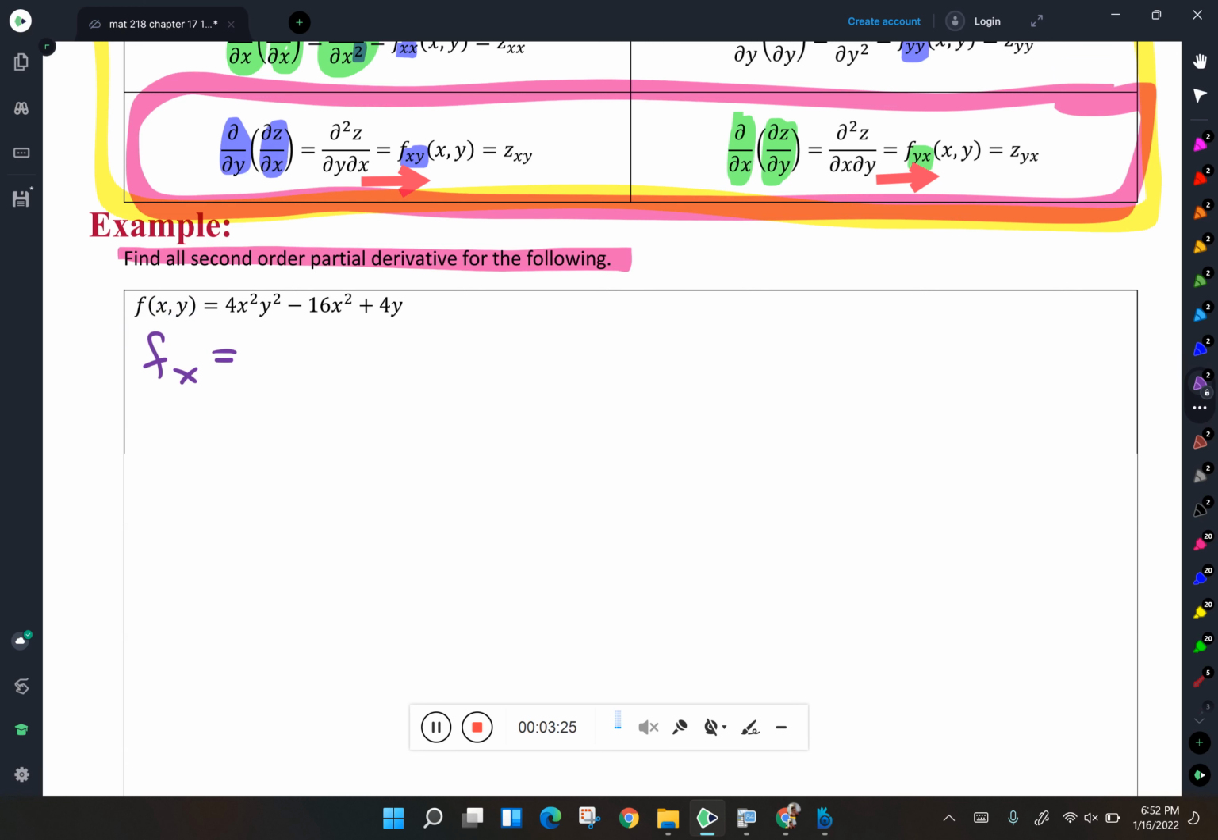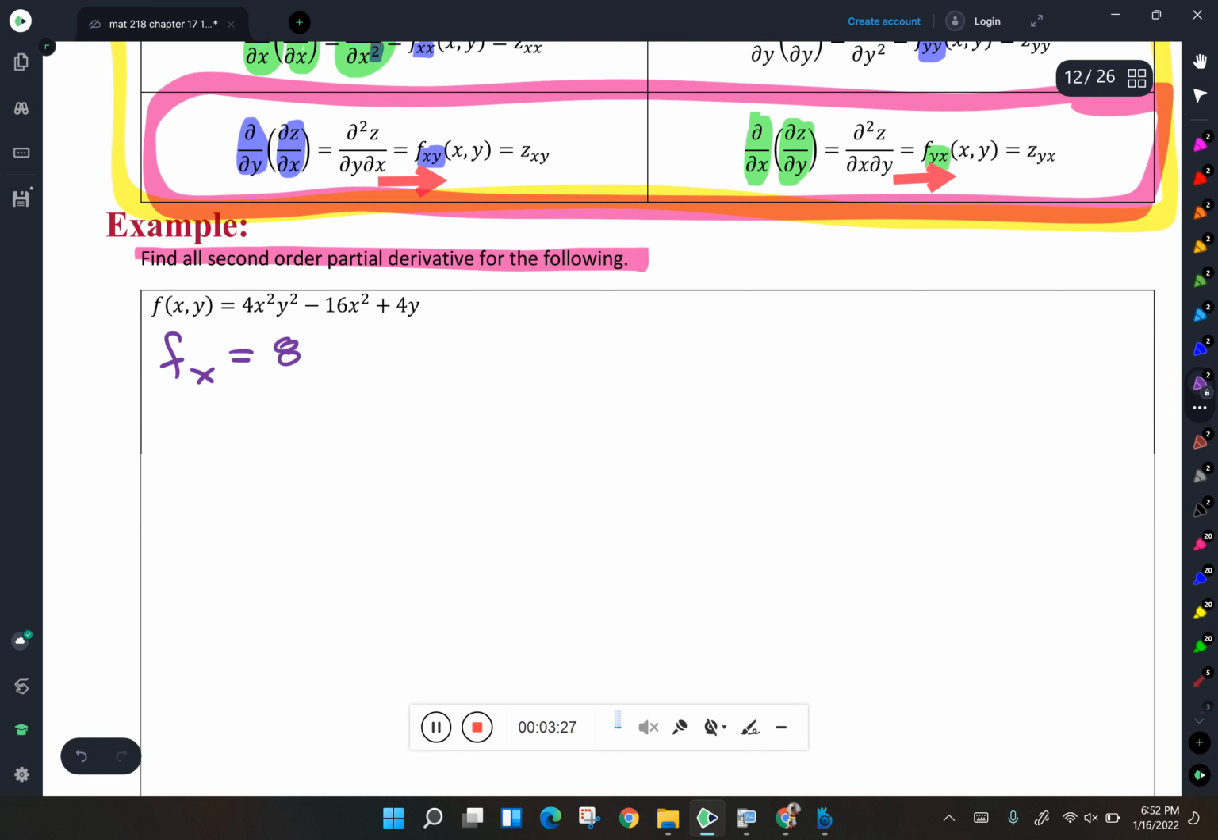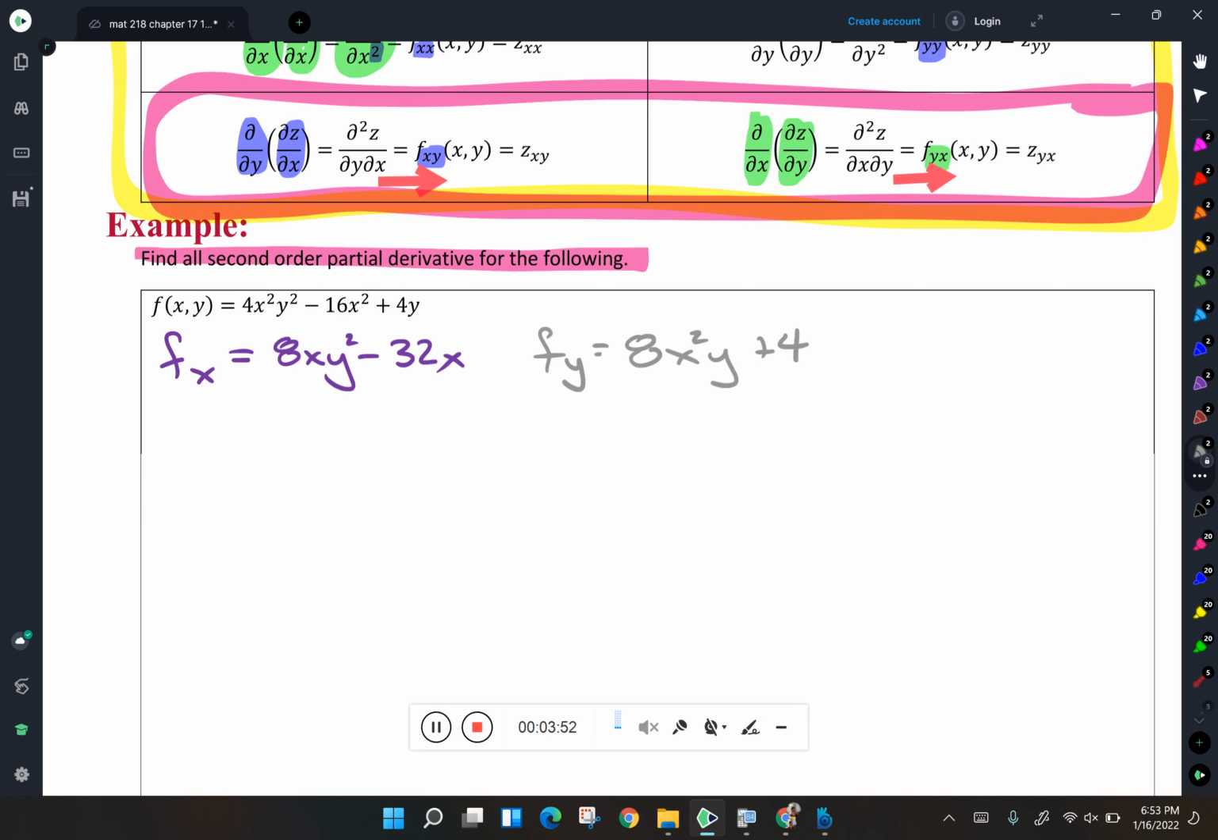First partial with respect to x is going to give me an 8x y squared. The second term is going to give me a negative 32x. And the third term goes away because there's no x in it, right? I also need the first partial with respect to y. First partial with respect to y, the first term is going to be 8x squared y. Second term, there's no y in it, so it goes away. And the third term is just a 4. So there's my first partial x, my first partial y.